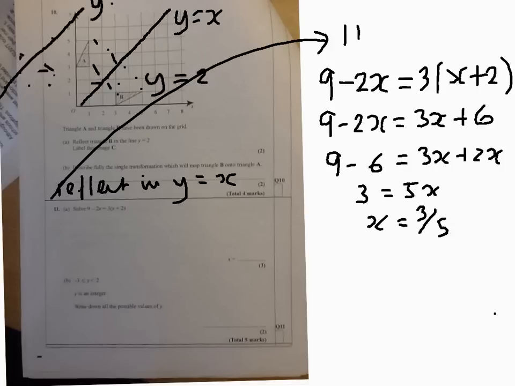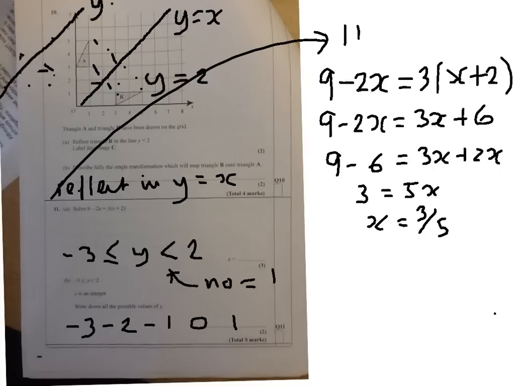Then I've got to write down all the possible values if minus 3 is less than or equal to y is less than 2. So the possible values of y then, I'm allowed to be equal to minus 3, go up in integer values, which is whole numbers, minus 2, minus 1, 0 and 1. I'm not allowed to be equal to 2 because there's no equals line. So that's my answer there.